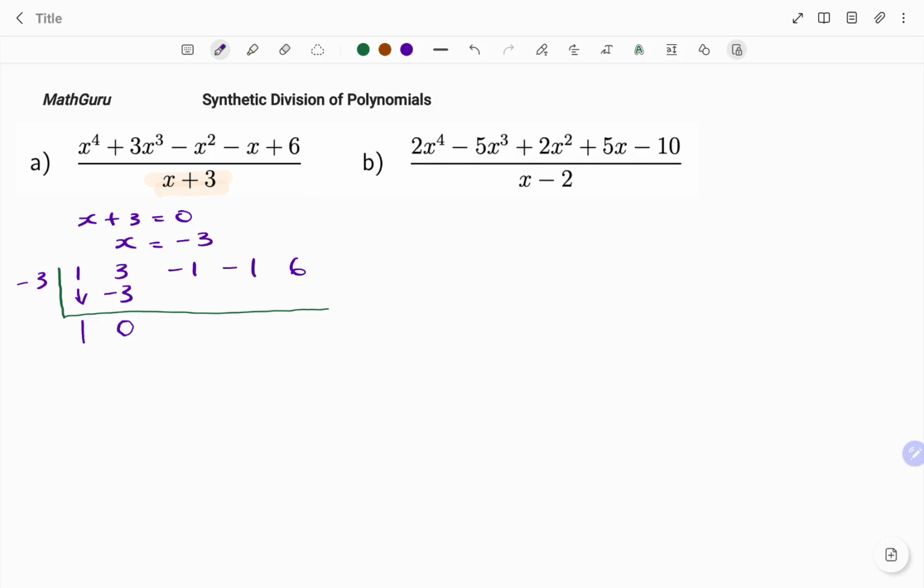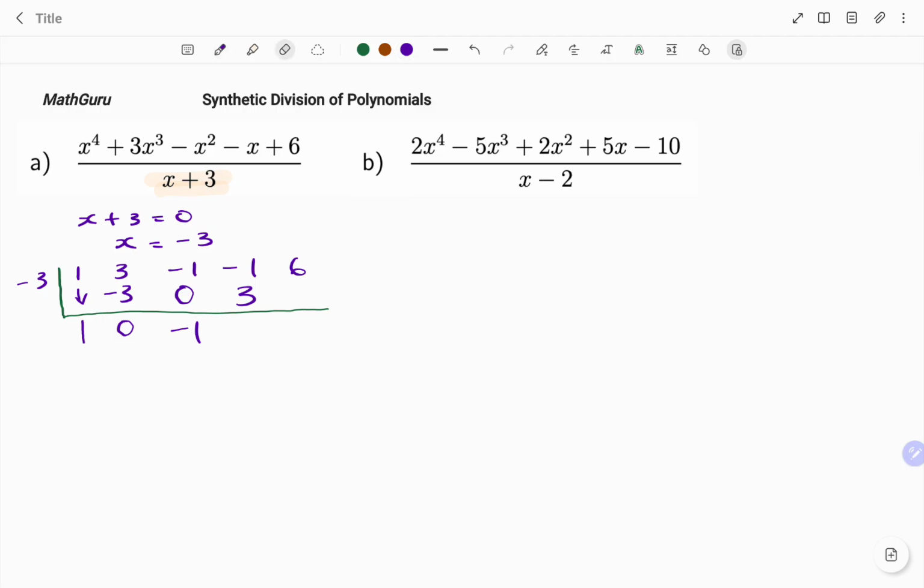And then I go ahead repeating the steps. That's negative 3 times 0. That will give me 0. I write that under the next column as shown. And then I add negative 1 plus 0. That will give me negative 1. I repeat the process again. Negative 3 times negative 1. That's positive 3. I write it under the next column.